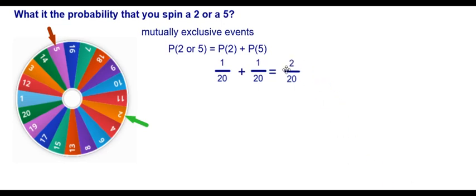So because of that, we're going to use the formula. We're going to add the probability of each one together. So the probability of a 2 or a 5 is going to be equal to the probability of rolling a 2, which is 1 out of 20, and the probability of rolling a 5, which is 1 out of 20 as well. So each probability is 1 out of 20. You have a 1 out of 20 shot of getting a 2 and a 1 out of 20 shot of getting a 5. If we add these two probabilities together, we get 2/20ths, or when we reduce, 1/10. So the probability that you will spin a 2 or a 5 is 1 out of 10 times.